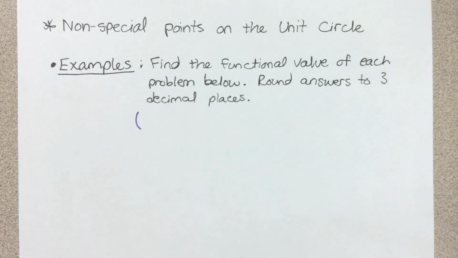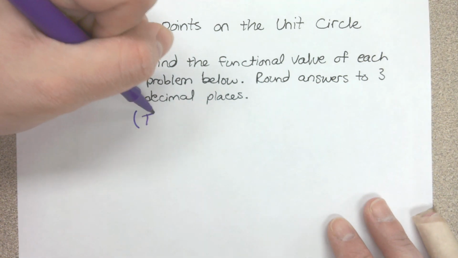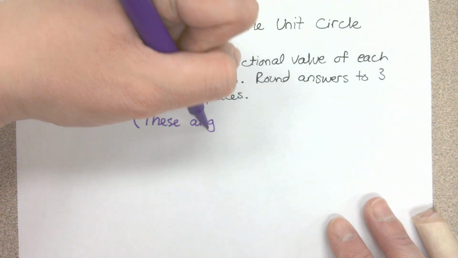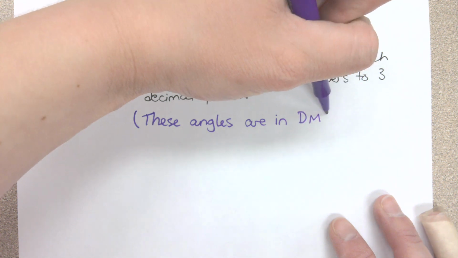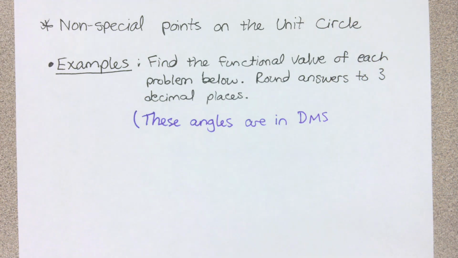This part is just an FYI, just to put this on your radar. These angles are in DMS. I threw this at you a few weeks ago. What does DMS stand for? No one remembers? D is for degrees. What's the M for? No one? You all filled out vocab on it. Degrees, minutes, seconds.